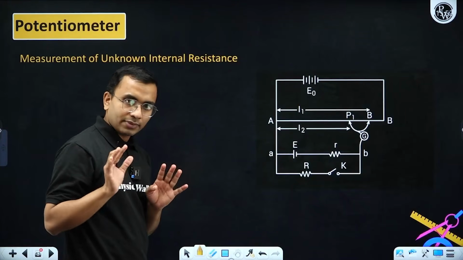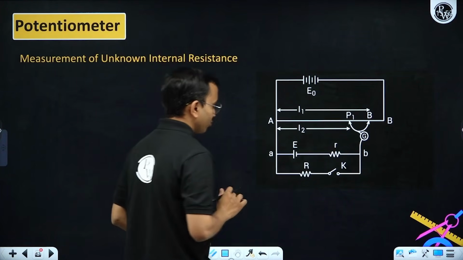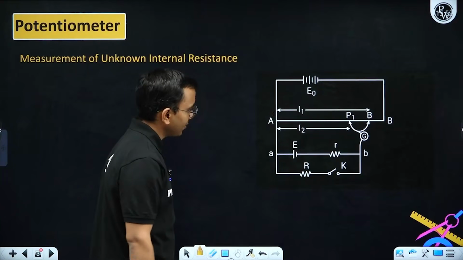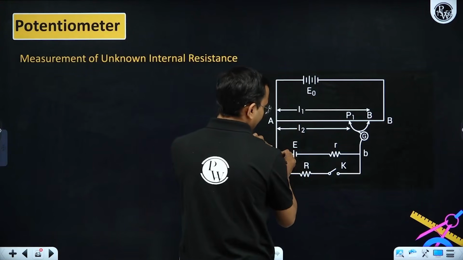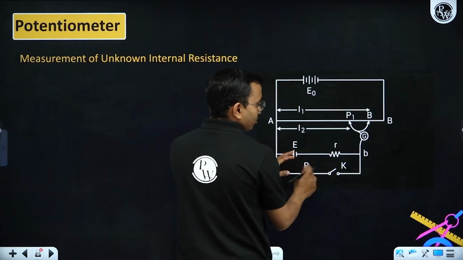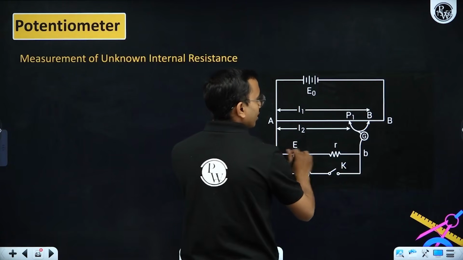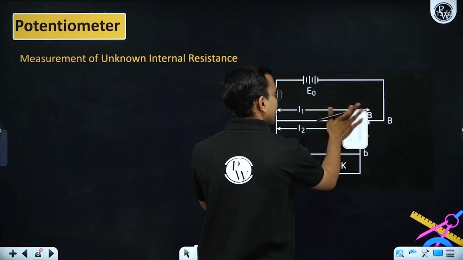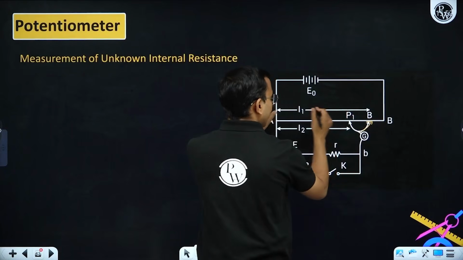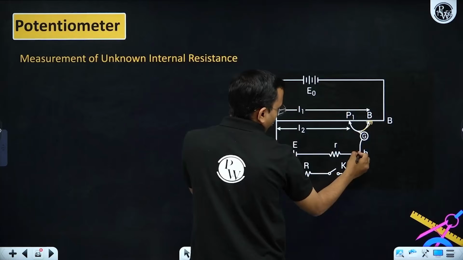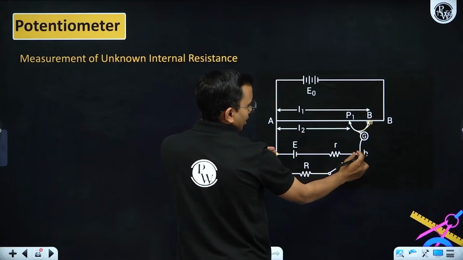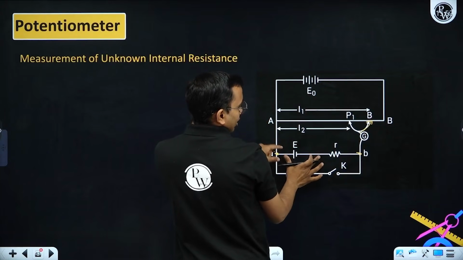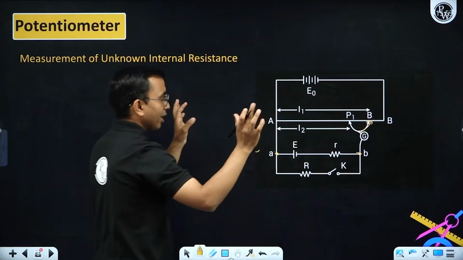Okay. So here what we need to do, you try to understand it properly. We are having one external resistance R here. First case, this key is open, means external resistance is not connected, and now we are finding a null point, and I got a null point here at a length L1. So the potential across this has to be equal to this potential. What is this potential here? E. So E has to be equal to lambda into L1.